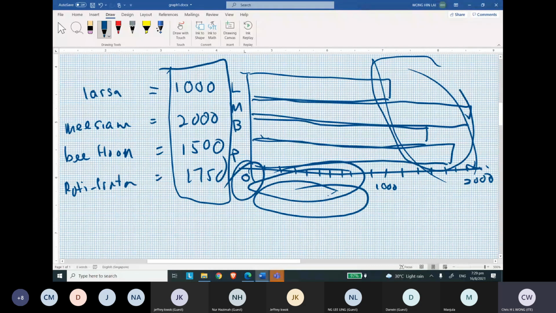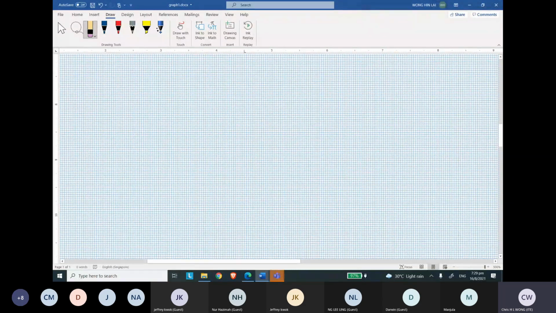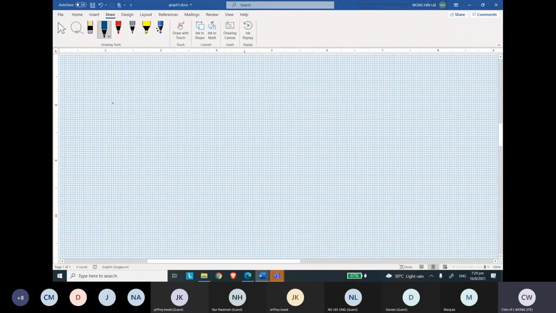Let's say, for example, you have data like that. You can actually make your data to be like that. Let's say, for example, I change it. You can make data like that. Let's say I draw a graph like that.